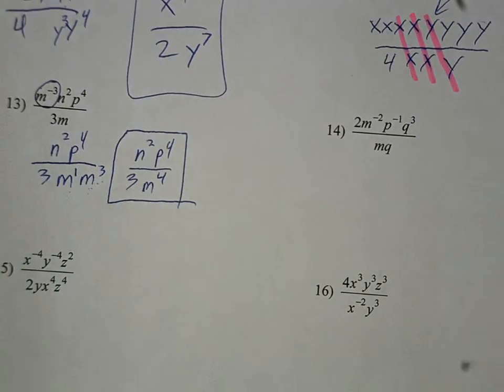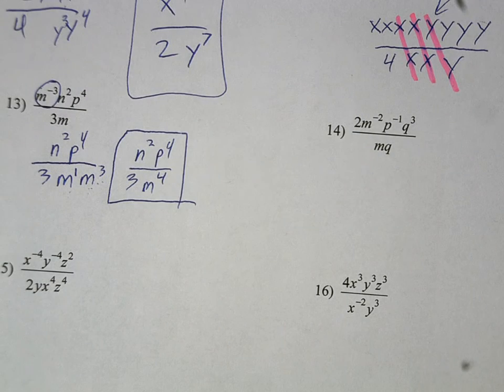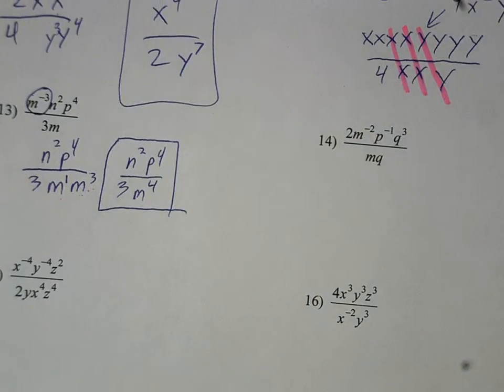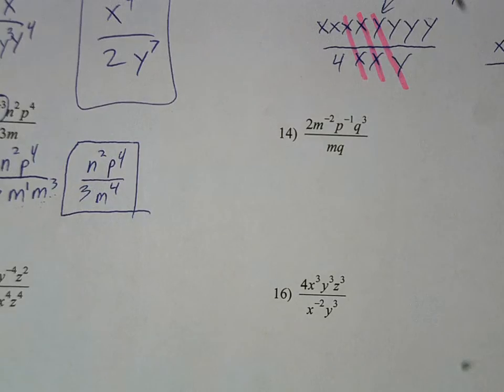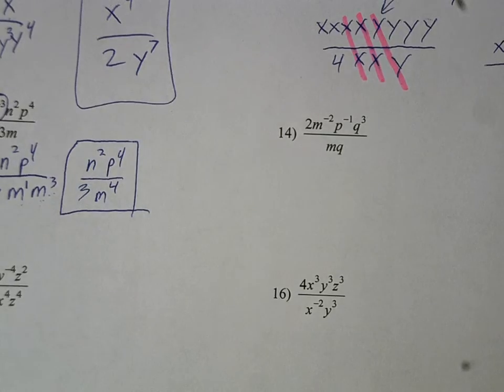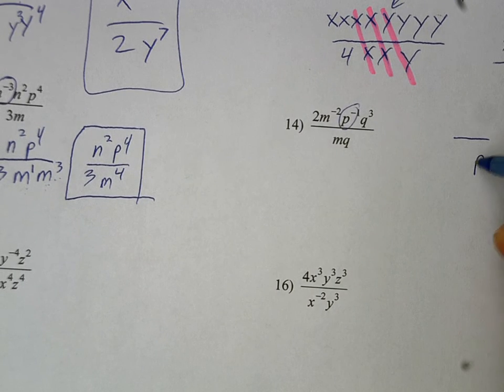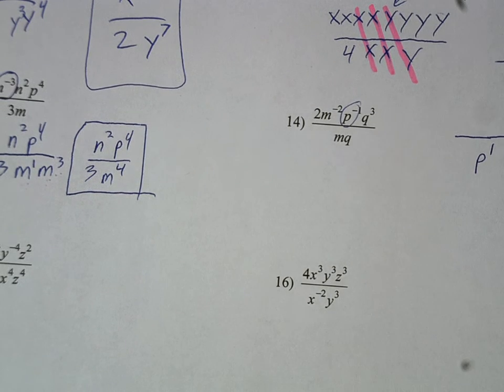14. Let's do the same thing. 14 is real similar. Anakin, do you see any negative exponents on number 14? Yes. What can we do with one of them? Okay, so which one do you want to bring down? All right, so that p can come down. It's going to be p to the first power down here. Positive, now it's on the bottom.